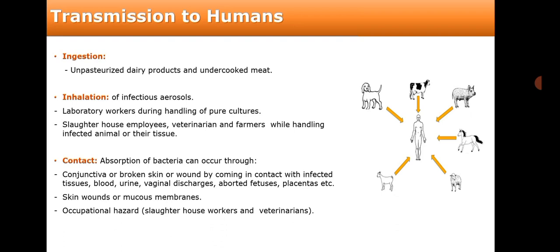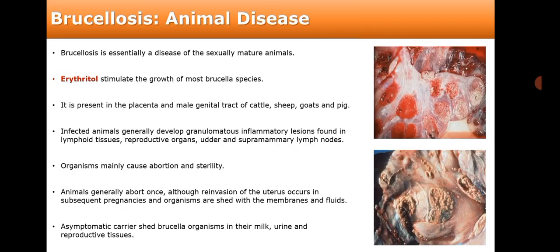Brucellosis is essentially a disease of sexually mature animals. Erythritol stimulates the growth of most Brucella species. It is present in the placenta and male genital tract of cattle, sheep, goat and pig. Infected animals generally develop granulomatous inflammatory lesions found in lymphoid tissues, reproductive organs, udder and supramammary lymph nodes. Organisms mainly cause abortion and sterility.